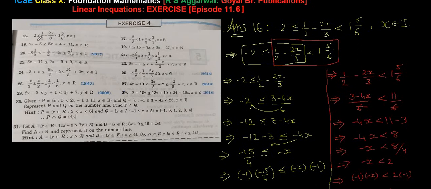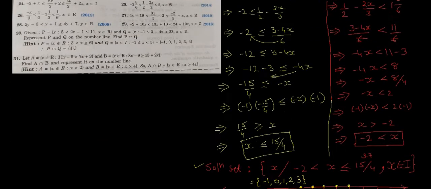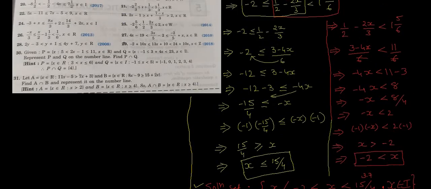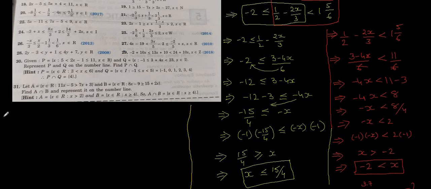So I have done sum 16; 17 is the same, 18 is also the same, 19 is the same. I am going to go for sum number 20. So put a column here. Okay, let us go for sum number 20. Sum number 20. So here, answer.